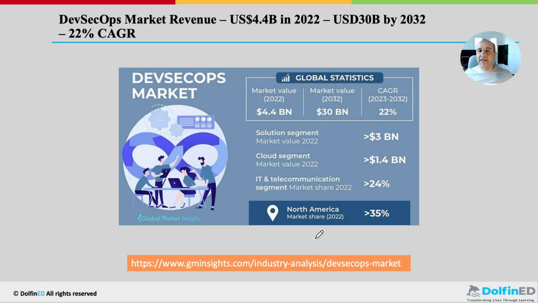What about the DevSecOps market? Same thing. In 2022, it was about 4.4 billion. Now, in early 2024, it's about 6 billion, but it's going to increase by 22% to 30 billion by 2032.